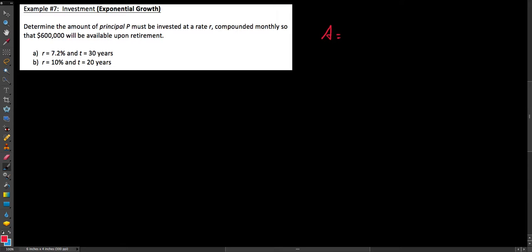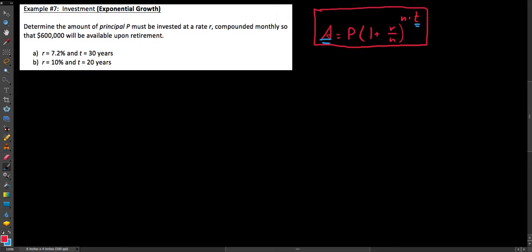an amount of something at a given time would be equal to the principal that we started with times 1 plus our rate over the number of times it compounds per year or per term, to the power of the number of times it compounds times the time. So this is the model that we're going to be looking at using here. And we certainly know that this is some exponential model where our dependent variable is an amount and our independent variable is our time here.